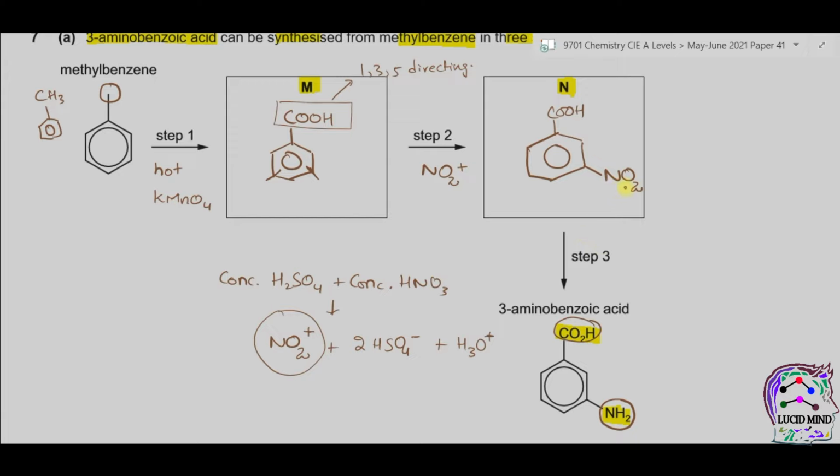In step 3, we can now reduce this NO2 group to NH2. Now we can use a reducing agent, for example tin, in the presence of concentrated HCl along with heat. It will form water and NO2 group is converted into NH2.